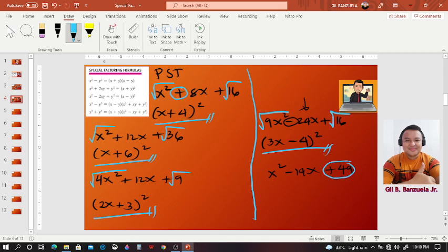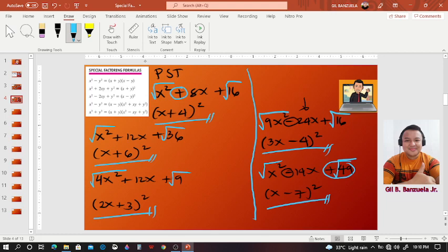Alright? So again, just get the square root of both first and last term. So the square root of x squared, again, that is x. And we simply copy the sign at the middle, which is minus. Then the square root of 49 is 7. Then let's put a square. And this is our final answer. Again, the checking will be yours. So kayo na pong bahala sa checking, guys.